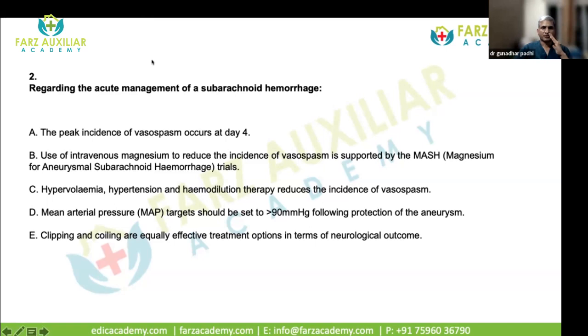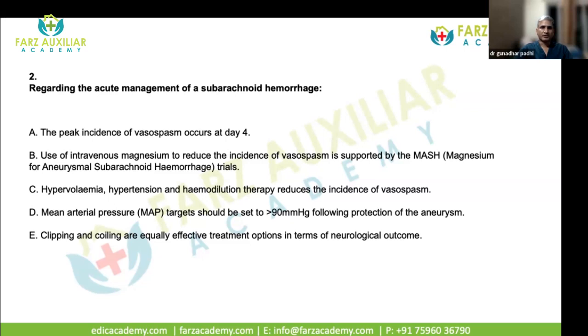So in these choices, the first thing is the vasospasm. Normally the incidence of the vasospasm is in the first week, commonly after the first week, and it can happen up to 21 days. There is a famous trial called the MASH trial, which is the evidence you need to know. The evidence says that there is no benefit of intravenous magnesium sulfate for aneurysmal SAH.